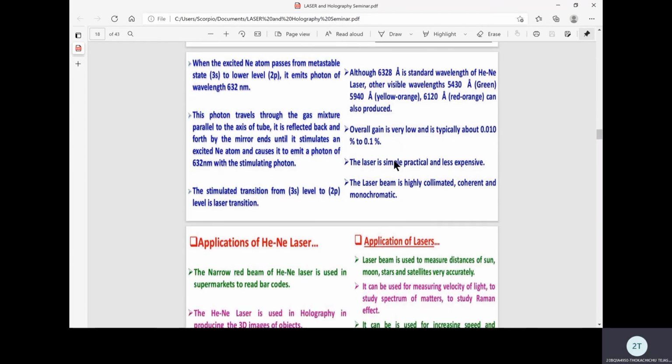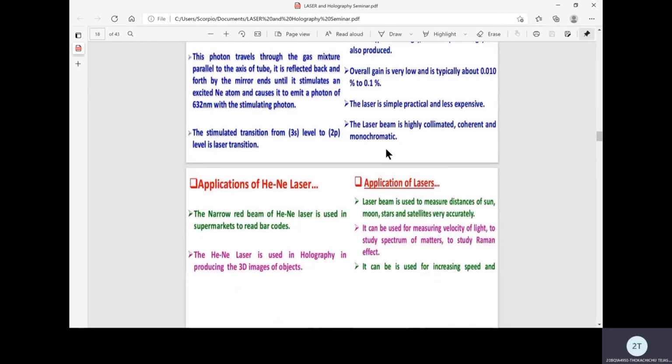And also its advantages are that this laser is simply practical and also less expensive. The laser beam is highly collimated, coherent, and monochromatic compared to that of the Ruby laser experiment. But here also there is a disadvantage: its efficiency is low. Its overall gain is very low, typically about 0.010 to 0.1% only.